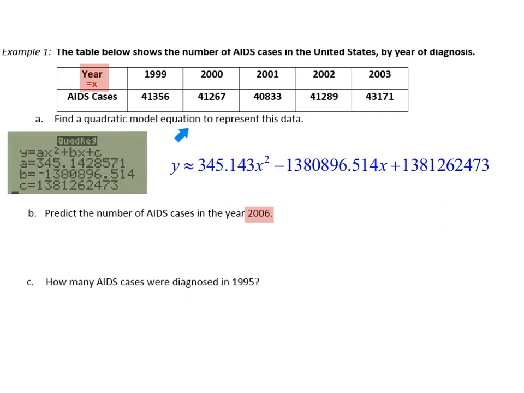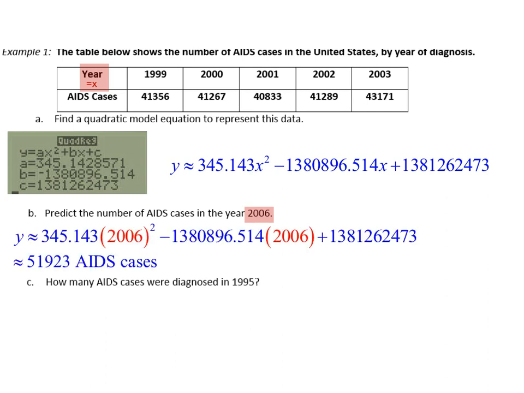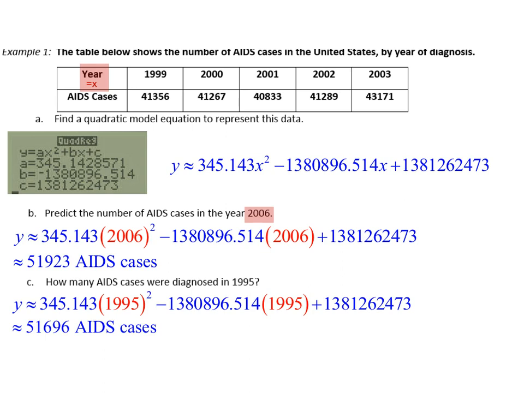Well, since we have our model, all we need to do is plug in 2006 where X is. So you would write that equation down, and then you would go back and plug in 2006 for your X's, and it'll show you a predicted amount of AIDS cases in the year 2006, 51,923. Next question, how many AIDS cases were diagnosed in 1995? What do you think you would do? You got it. Same model, same equation, but just plug in 1995.